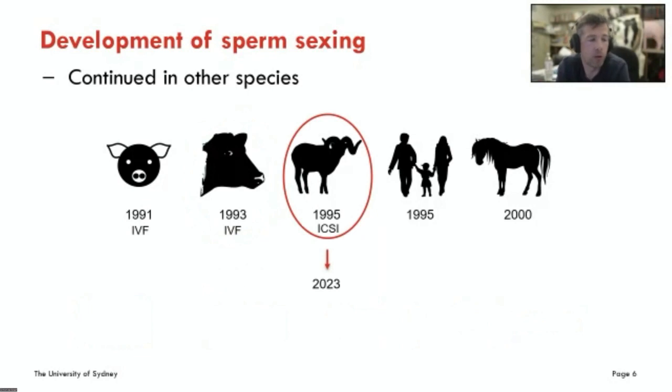Of course, we're interested in sheep, so we will talk a little bit about how we've gone from 1995, where we had the first live births here. Well, it's actually one live birth. Larry the lamb was born here at the University of Sydney, just in that building there, out my window, from an intracytoplasmic sperm injection, to today in 2023, when there have been really tens of thousands of births of pre-sexed lambs.